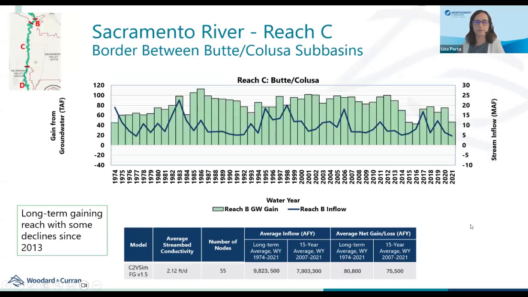And then between Butte and Colusa subbasin, same thing: Sac River inflow here over time, and then you have the gain. It's also a long-term gaining reach with some decline since 2013. Since the last drought, the hydrology in the Sac Valley changed a bit, so things are a little different. But generally speaking, the inflow is between 7 and 9 million acre feet a year. The 75,000 acre feet of change is really a drop in the bucket, right? The gain from groundwater is not a lot in comparison to the overall flow of the river itself. It's a big river. It's got a lot of flow.